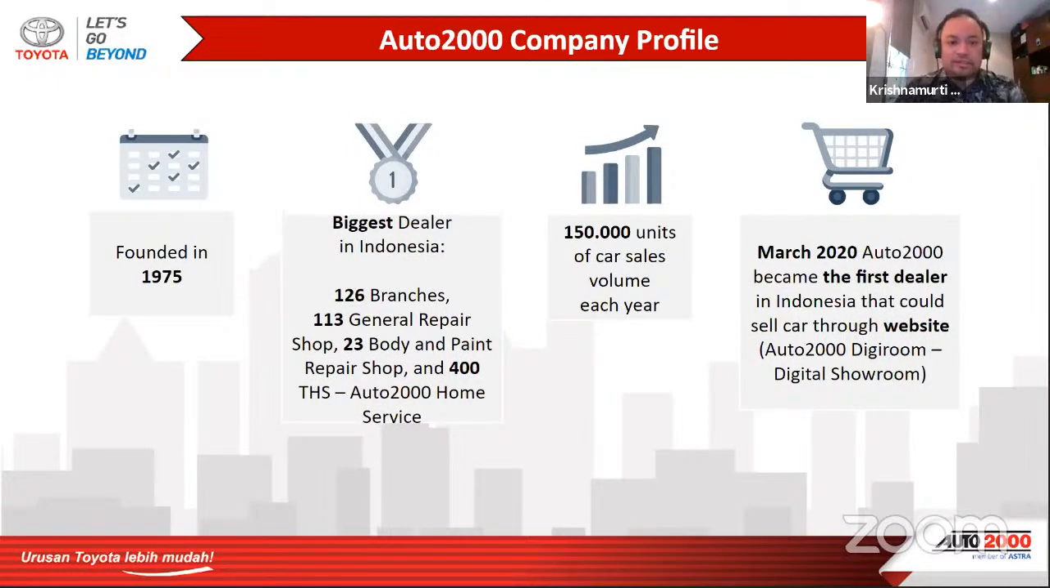It has 126 branches with repair shops, body paint repair shops, and services, and its unit sales have been increasing exponentially throughout the years. Right before the pandemic, Auto 2000 became the first dealer in Indonesia that could sell cars through its own website, which we call the Auto 2000 DigiRoom, another name for the digital showroom.